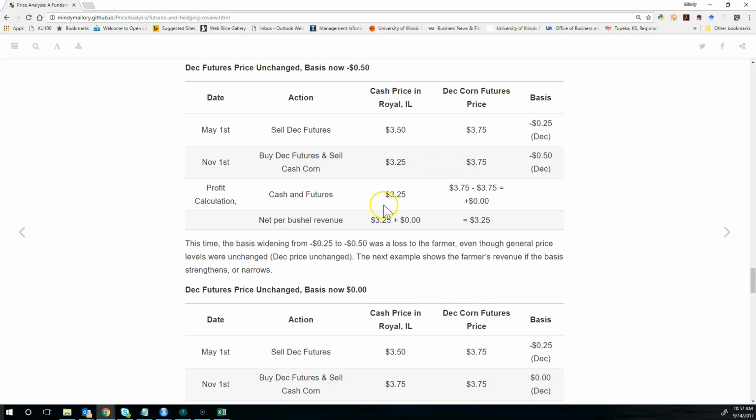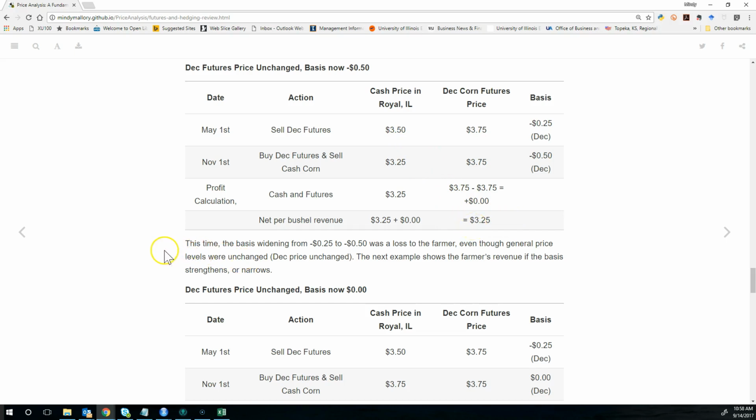On this profit calculation row, the farmer's going to go to town, sell cash grain for $3.25, and the futures position will be a wash because we didn't get any price change there. So $3.25 plus 0 is $3.25. Now we see he's lost 25 cents because the basis weakened. It wasn't coming from his futures hedge because there was no price change, but the basis went down from minus 25 to minus 50, and therefore his actual revenue went down by 25 cents as well.